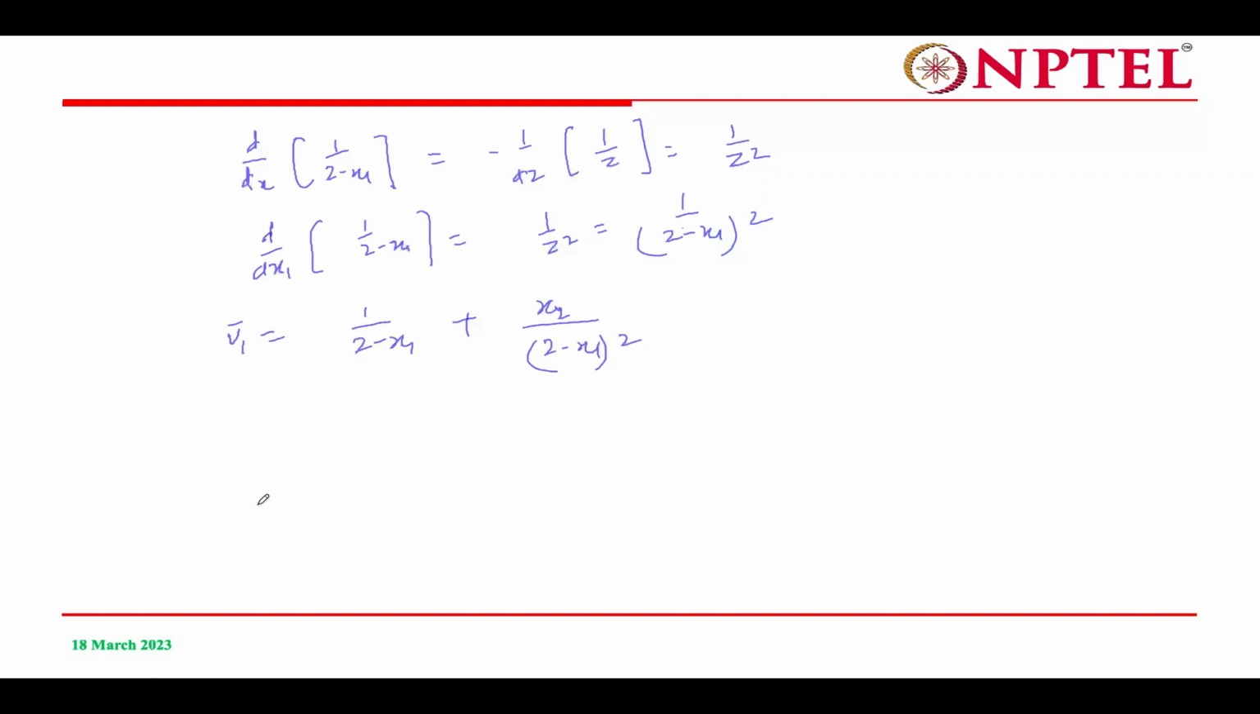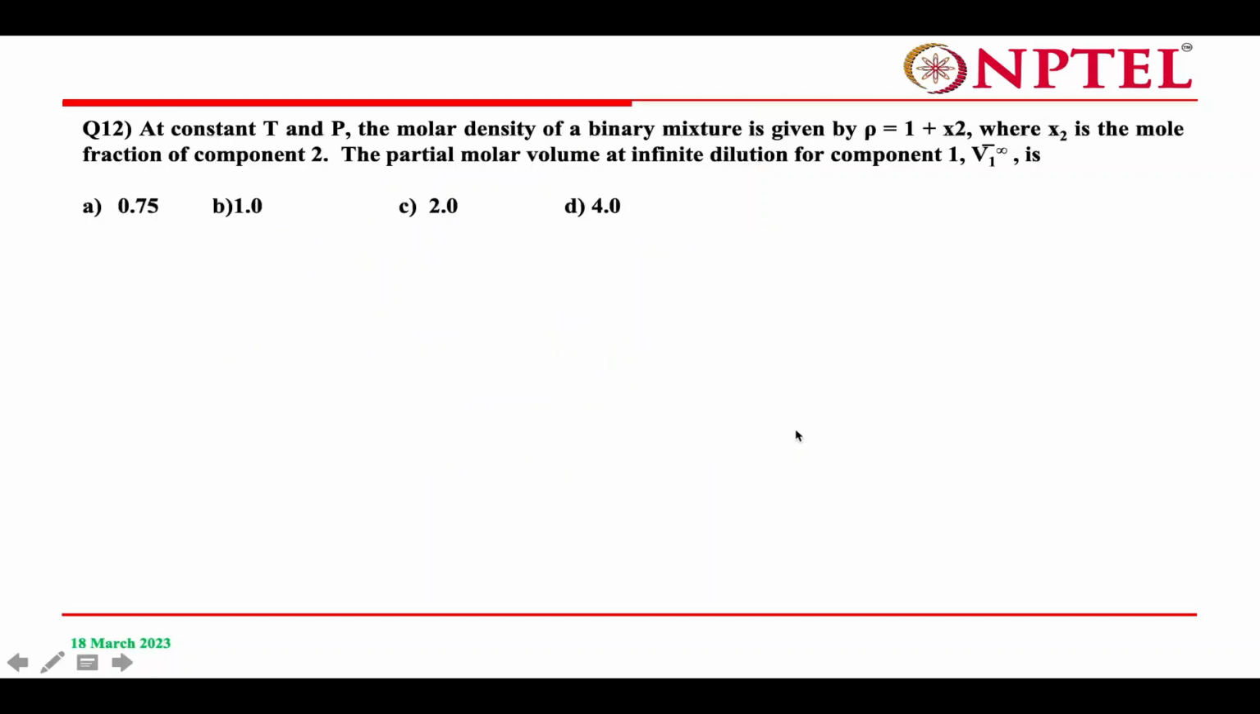So for infinite dilution of component 1, X1 tends to 0 and X2 tends to 1, right? So V1 infinity bar equals 1 by 2 plus 1 by 4, so 3 by 4, 0.75, right? So the partial molar volume at infinite dilution for component 1 is 0.75.